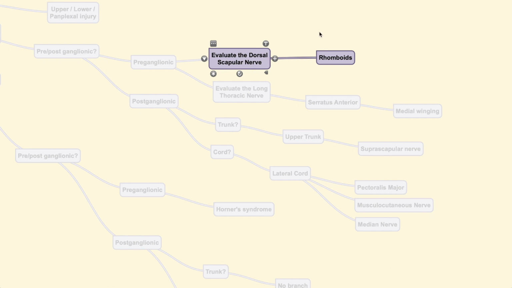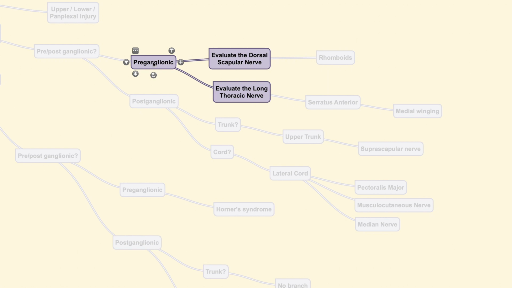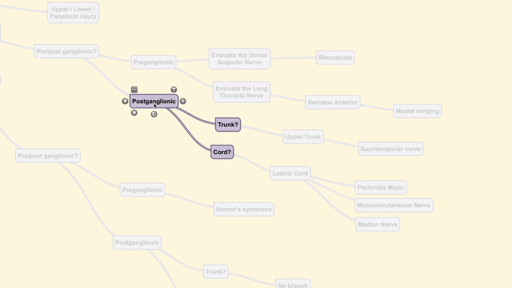You remember that when checking the rhomboid muscle, you need to place your hand right on the belly of the rhomboids to detect any palpable muscle contraction. Now, for the long thoracic nerve, you need to check for the serratus anterior and to notice any medial winging. Now, if the patient does not have these signs, or the patient has no winging and good rhomboid function, then generally the patient has an upper post-ganglionic injury.